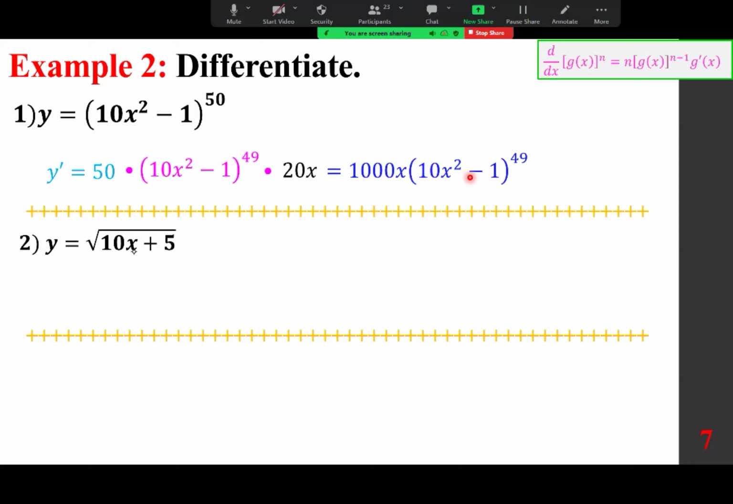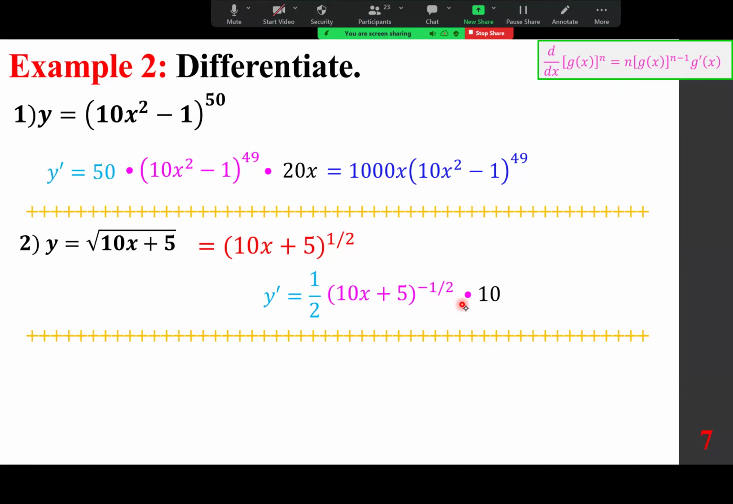Y equals the square root of 10x plus 5. We are going to rewrite it in a format that the power rule can be used, in fact, the extended power rule. So (10x plus 5) to the power of 1 half. And now according to this, n, the exponent becomes the coefficient, so y prime is 1 half. G of x, that means the parentheses, to the power of n minus 1, 1 half minus 1 is negative 1 half. And then finally, the derivative of 10x plus 5, meaning 10.